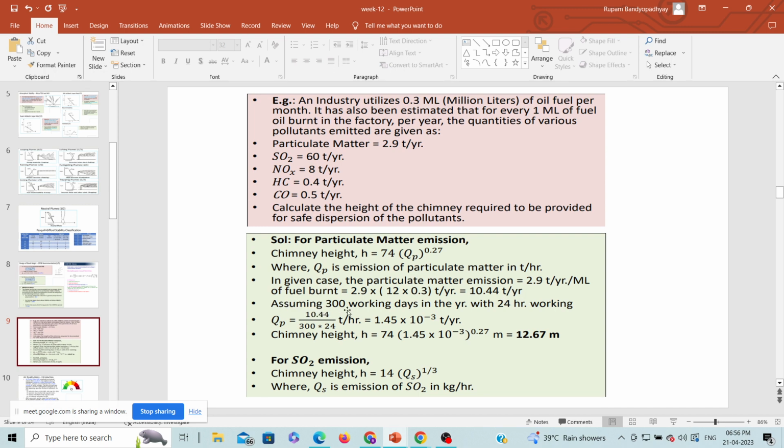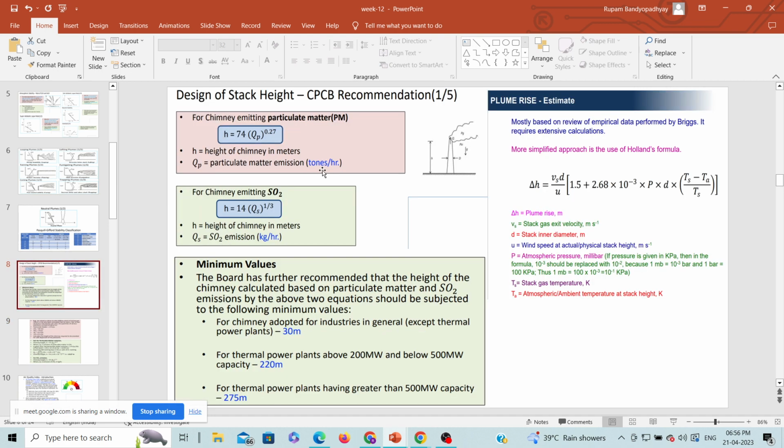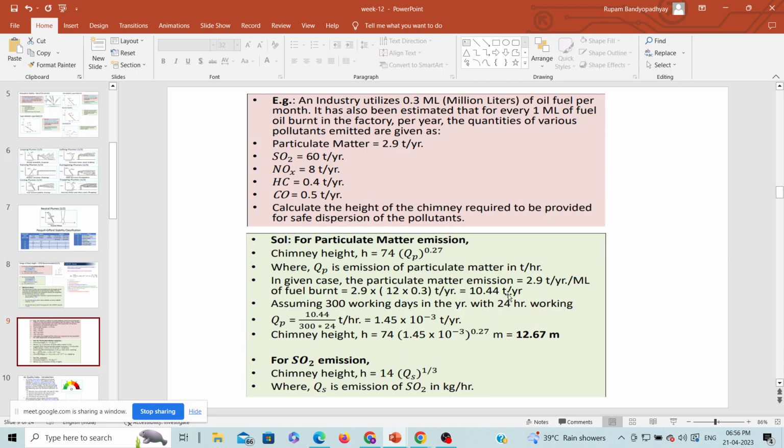So, also assuming 300 working days in a year and 24-hour working. This QP value is this sum. This is the total requirement, and it is for ton per hour. So in this equation, you have to convert it into ton per hour, because you got the value in ton per year.